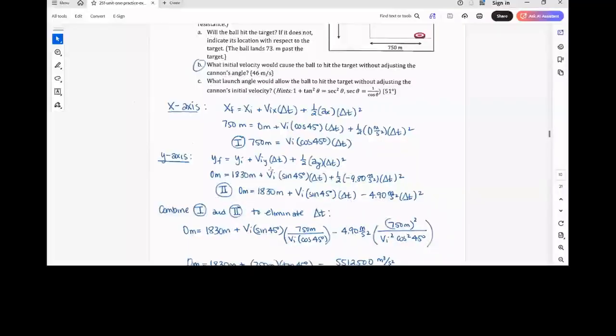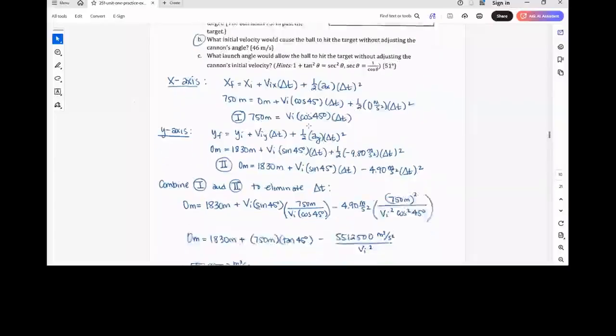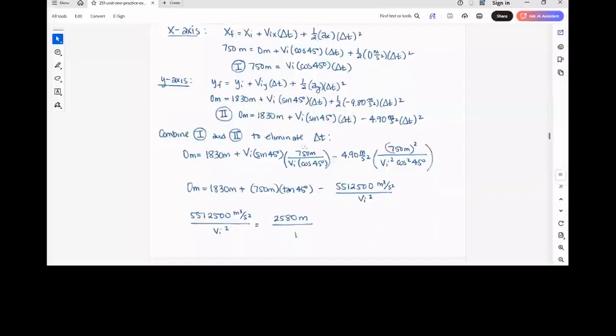I have v initial, which is my unknown here. I haven't changed anything about the angle of the cannon, so this is still going to be 45 degrees, just as it was in my x equation. And once again, I have one equation with two unknowns in it. I can call that Roman numeral 2, but because we're trying to figure out the initial velocity in this problem, it makes sense for us to combine 1 and 2 in a way that eliminates delta t.